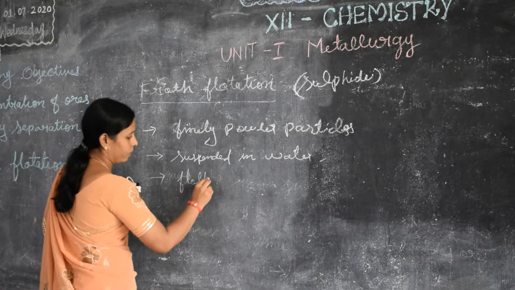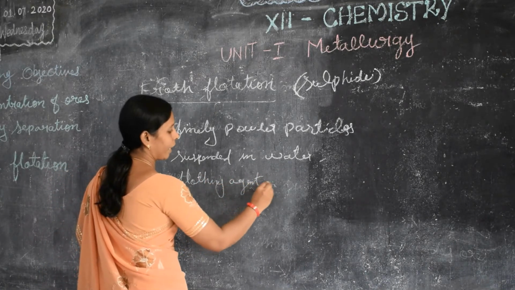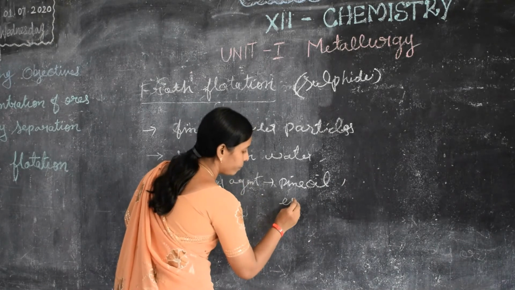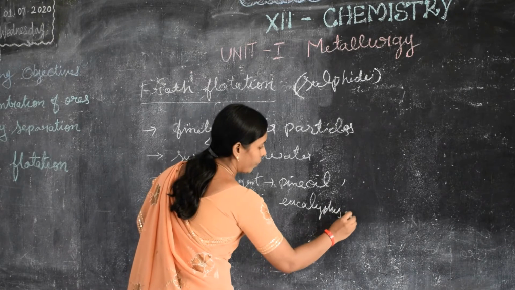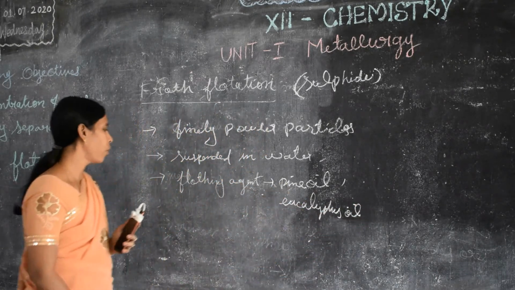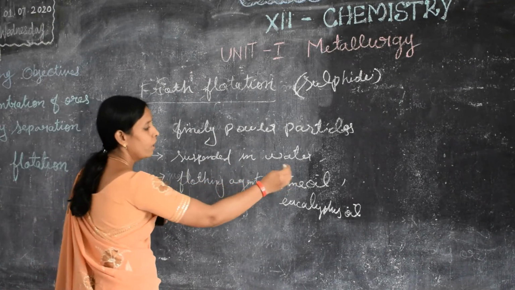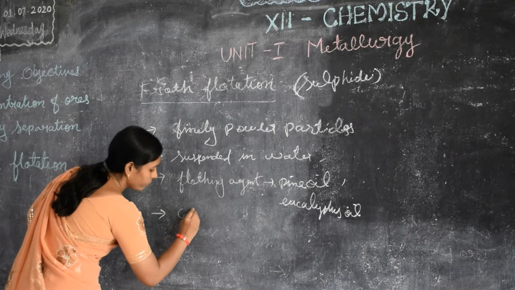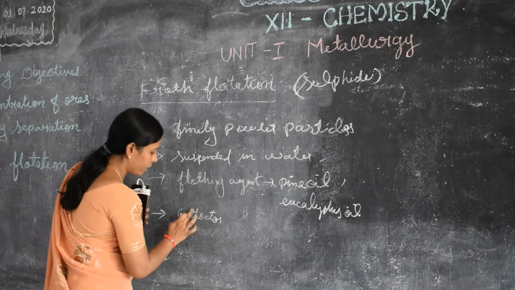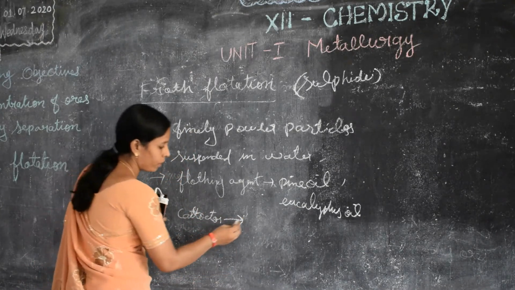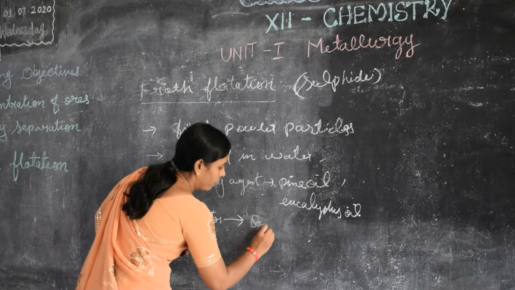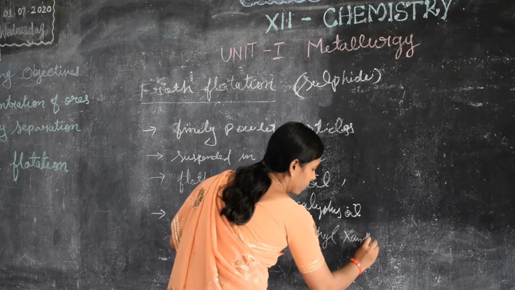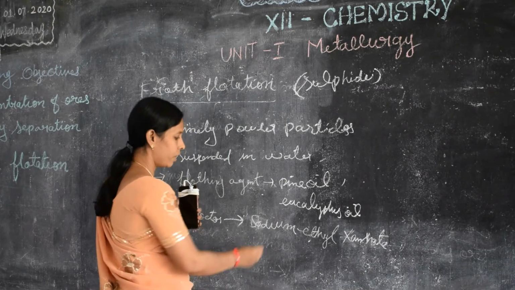Floating agent, for example pine oil or eucalyptus oil. These are the floating agents, oils that have the property of floating. So pine oil and eucalyptus oil, and it is also added with a collector. The collector particles are sodium methyl xanthate. It acts as a collector.